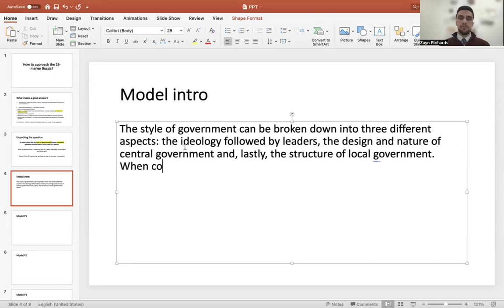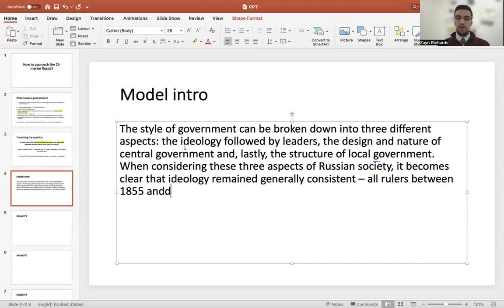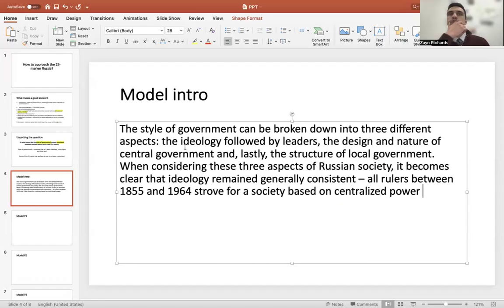So I'm going to say when considering these three aspects of Russian society, it becomes clear... Now, this is what my argument's going to be. You don't have to agree with this argument. So it becomes clear that ideology remained generally consistent. All rulers between 1855 and 1964 followed or strove for a society based on centralized power and the removal of opposition. So I'm saying that's a point of similarity.